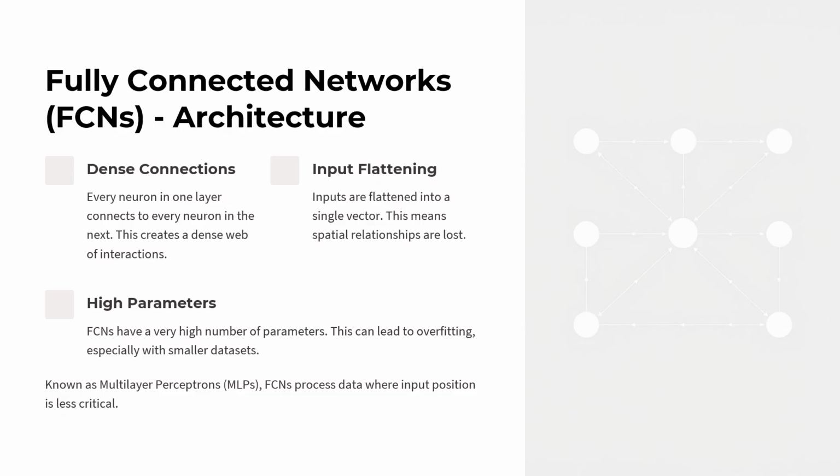FCNs, also called multi-layer perceptrons, are useful when the position of input data isn't very important, like in tabular data, but they are less efficient for images or signals where structure matters.